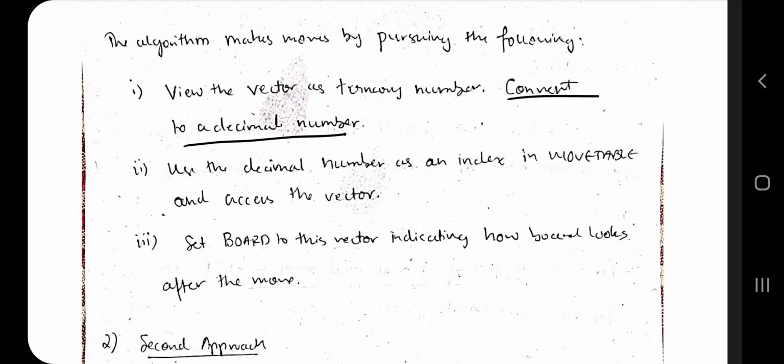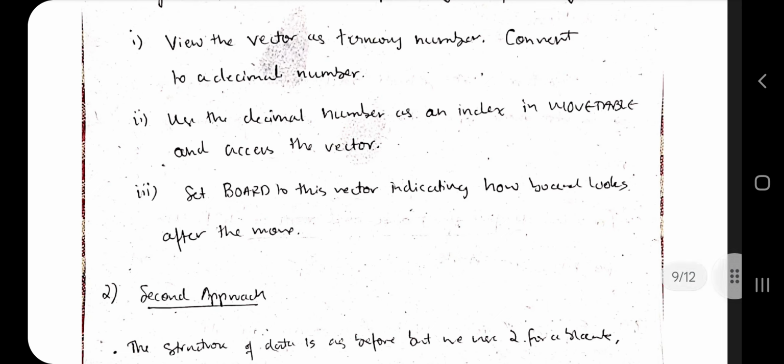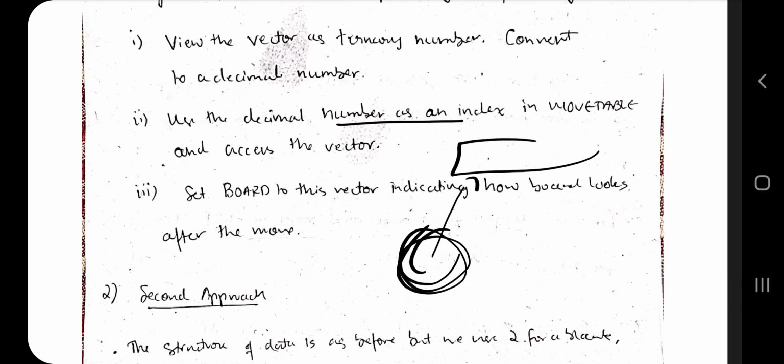Convert it into a decimal number. Why are we converting into a decimal number? Because we cannot represent alphabets like x or o directly. We need to convert into a decimal number, right? And we use the decimal number as an index. Whatever decimal number we got, that indicates where we are on the board. Use it in the move table and access the vector.